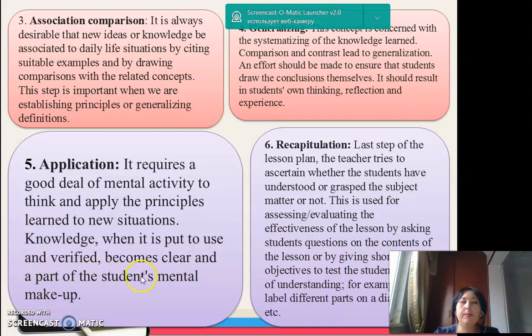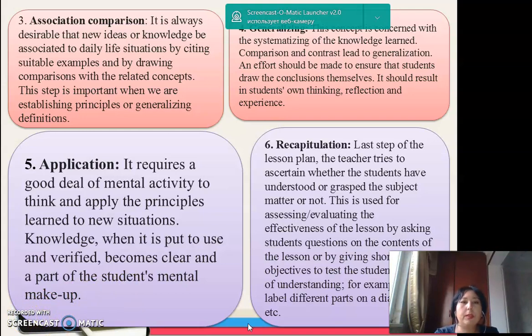The fourth phase is generalizing. This concept is concerned with the systematizing of the knowledge learned. Comparison and contrast lead to generalization, and effort should be made to ensure the students draw the conclusions themselves. It should result in students' own thinking, reflection, and experience.